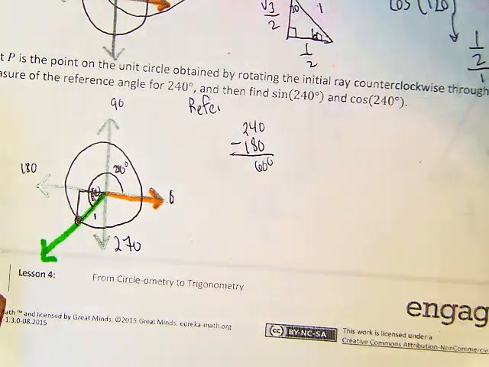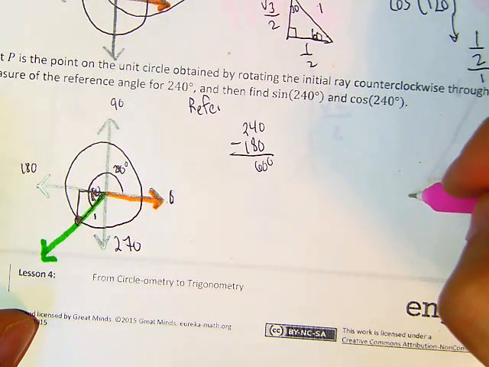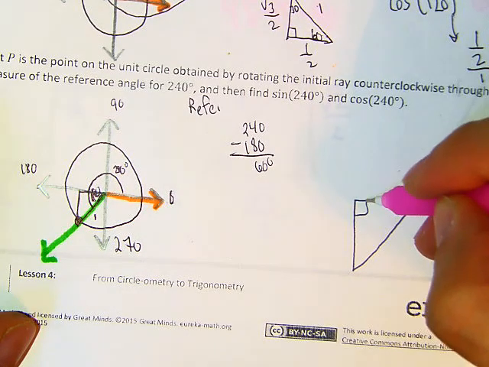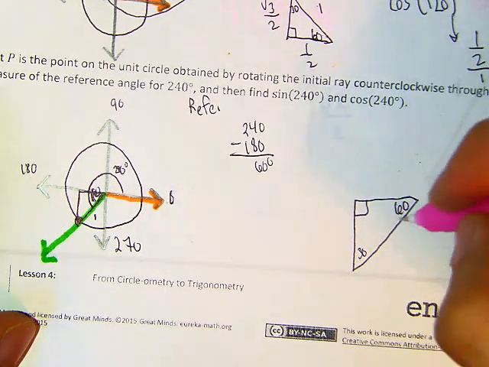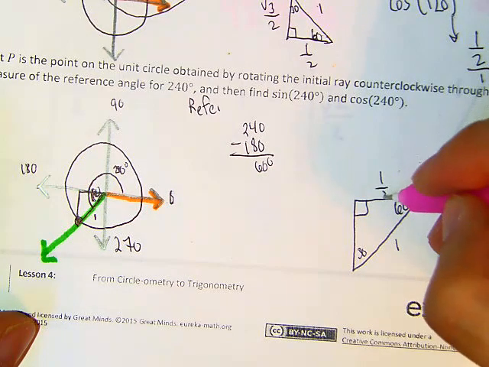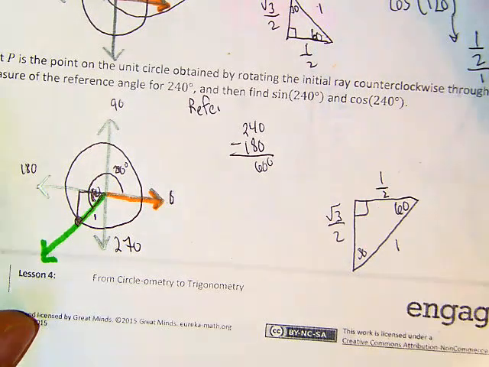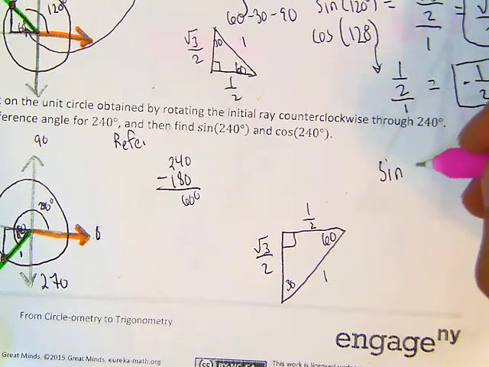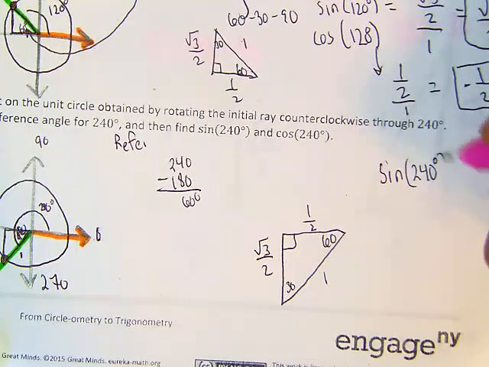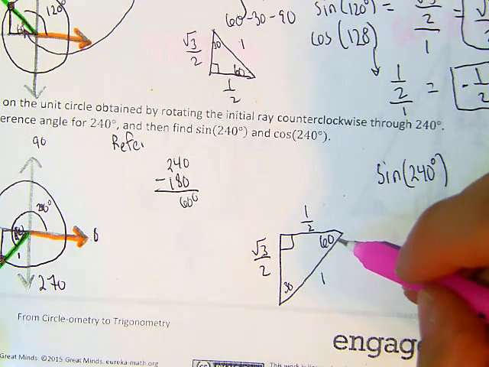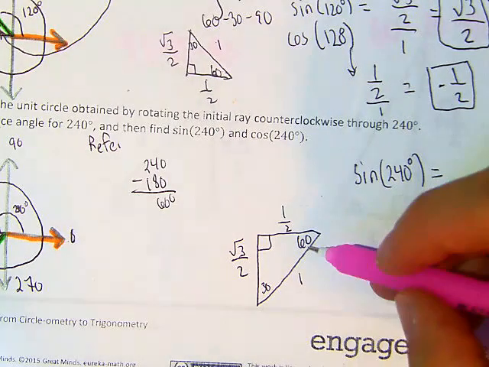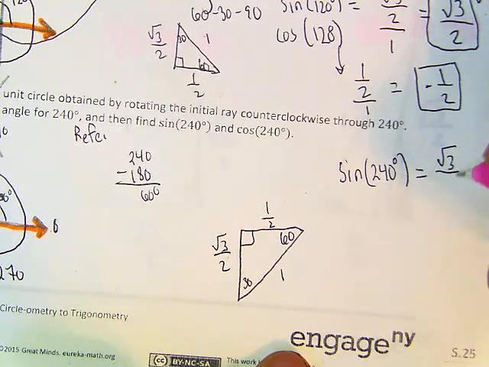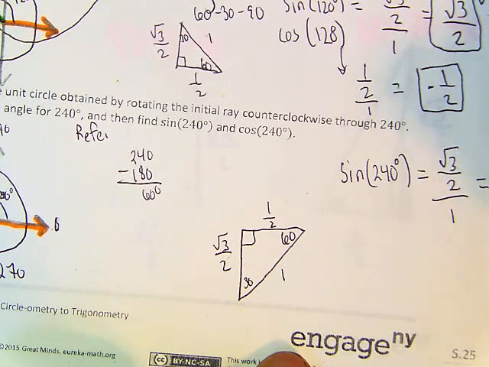So if this is 60 degrees, we're using which triangle? We're using the 30, 60, 90 triangle. This is 1, this is a half, this is square root of 3 over 2, right? And you just do the same thing. Sine of 240 degrees will be the same as sine of 60 degrees. So sine of 60 degrees is opposite over hypotenuse, so it's just square root of 3 over 2 divided by 1, which is equal to square root of 3 over 2.